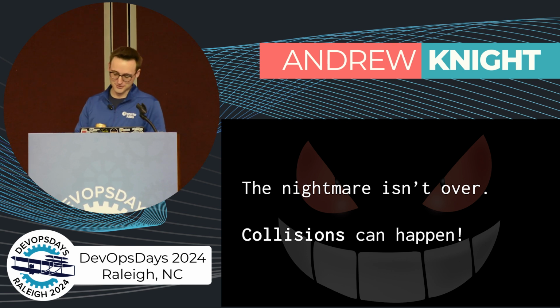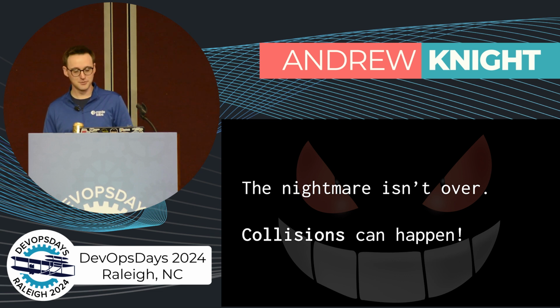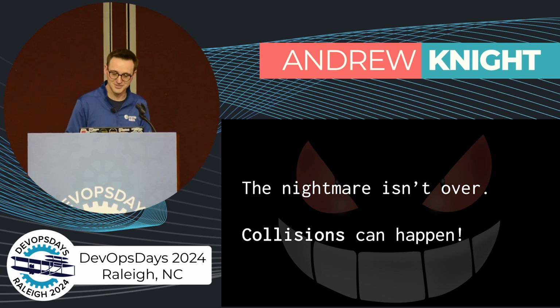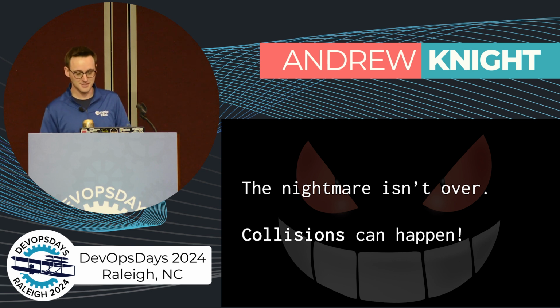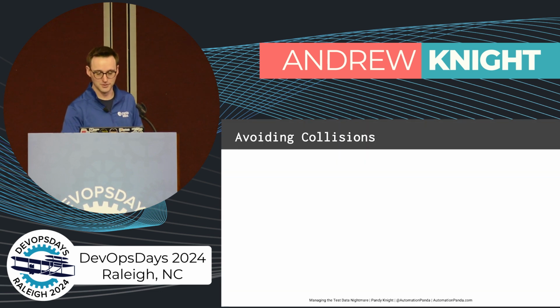There's one more problem to address, and that's collisions. Collisions happen whenever multiple actors operate on shared resources. So in layman's terms, if you've got multiple testers trying to hit the system at the same time, or when you're running your tests in parallel. Additional considerations must be taken to avoid collisions, because this can really ruin your test project.